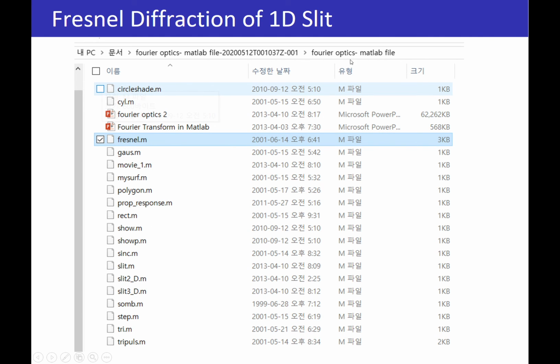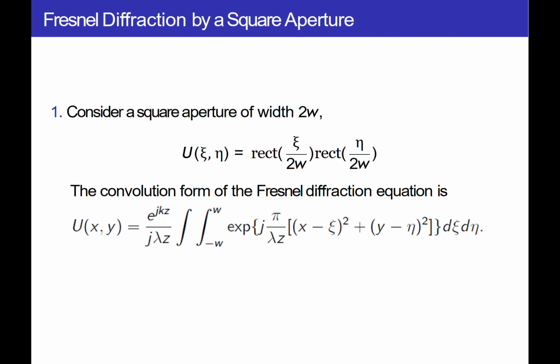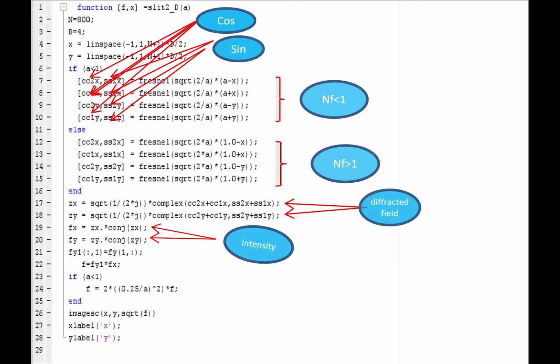Okay, so if you look at the entry of the free optics MATLAB file, there is a slit 2D. When you open it in your MATLAB editor, you will see this one. Okay, so it has 800 points, and then we have X and Y. Okay, and it starts from -1 to 1, -1 to 1. And then we have the Fresnel cosine and the Fresnel sine, obtained from the Fresnel routine.